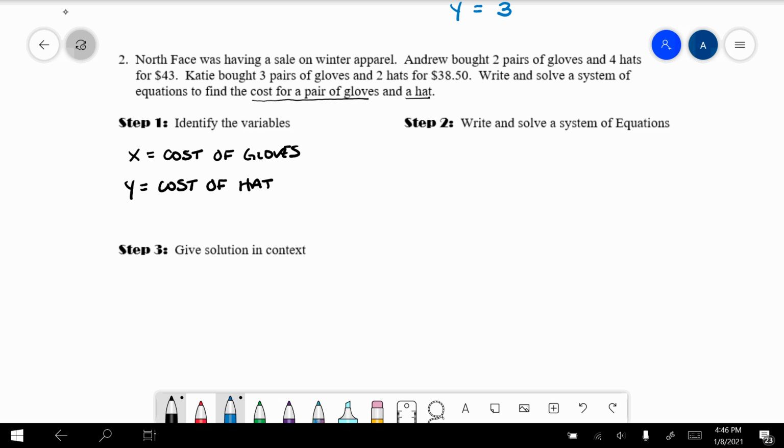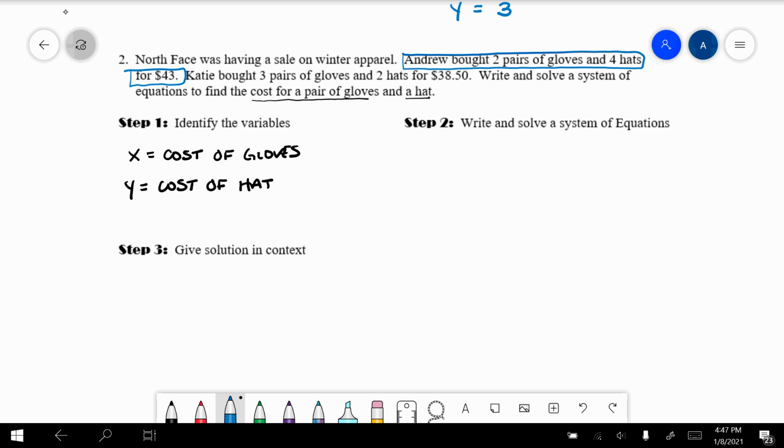Okay. Really and truly, please do not skip over this step, okay? The students in class that were having trouble writing the equations, it was because they didn't know what their variables were in the first place. Now we go back into the problem and we reread it a little bit slower. Andrew bought 2 pairs of gloves and 4 hats for $43.